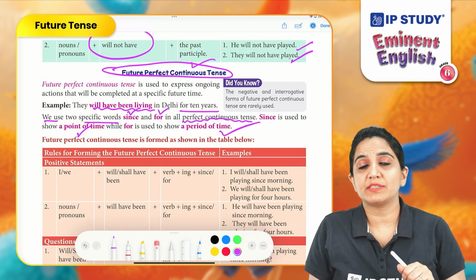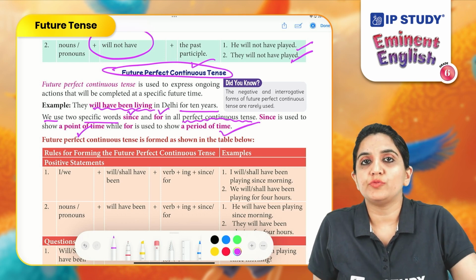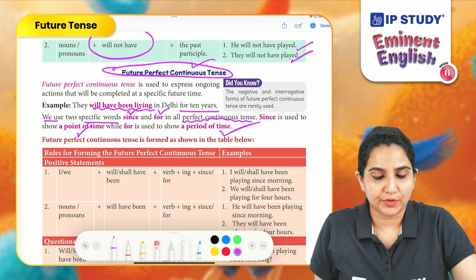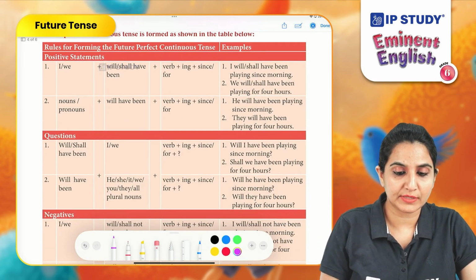But when we do not have a specific time, but we have a time duration, a period of time, for 10 years, for 2 weeks, for a month, we use for. Let us understand the rules to form future perfect continuous tense.